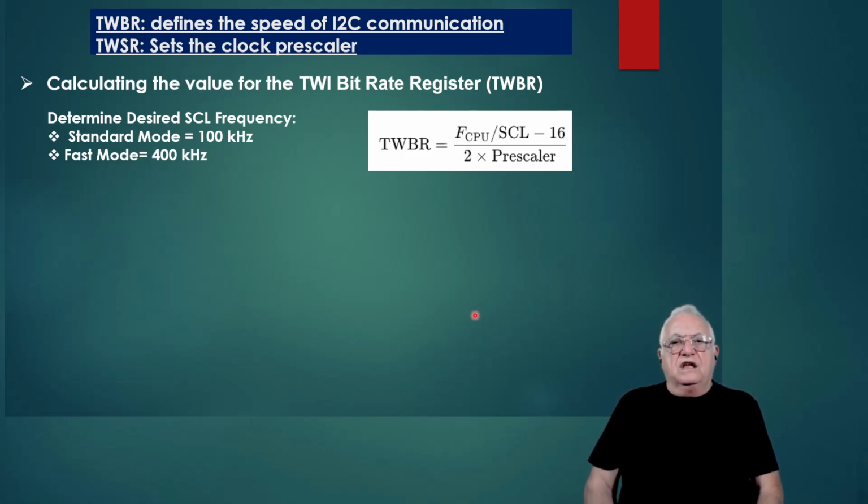Now, based on the desired frequency, you have to put in a value on the TWBR register. So what value do you use? You have to calculate it. It's going to be equal to your processor speed divided by your selected speed for your bus, minus 16, all this divided by 2 times the prescaler.